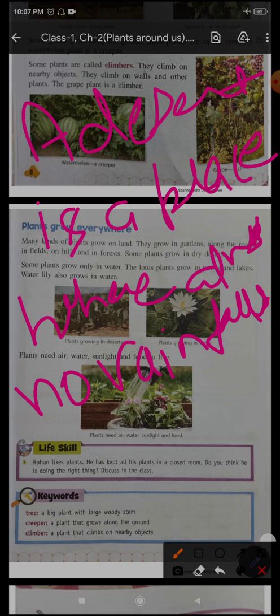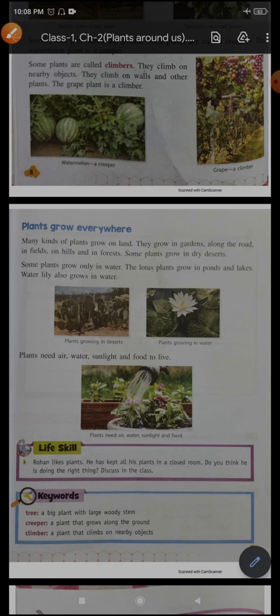Trees have a long lifespan. The lifespan of trees is very large. Creepers and climbers can live for a few months, and desert plants have a special adaptation for survival without water also. That's why they can grow in the desert.